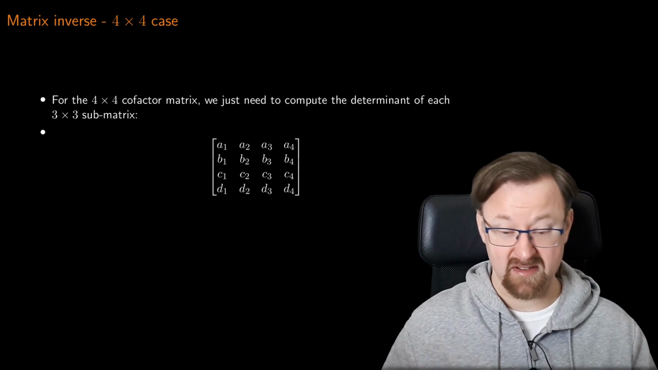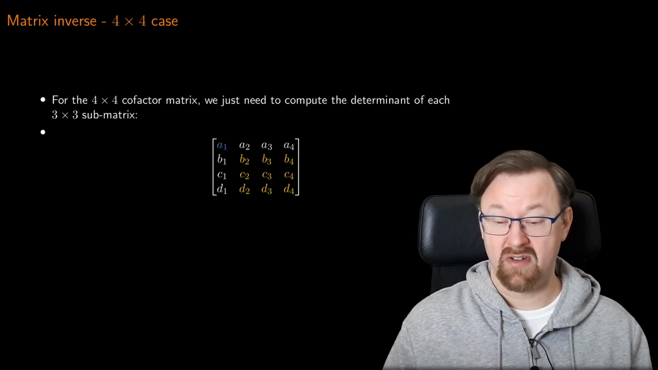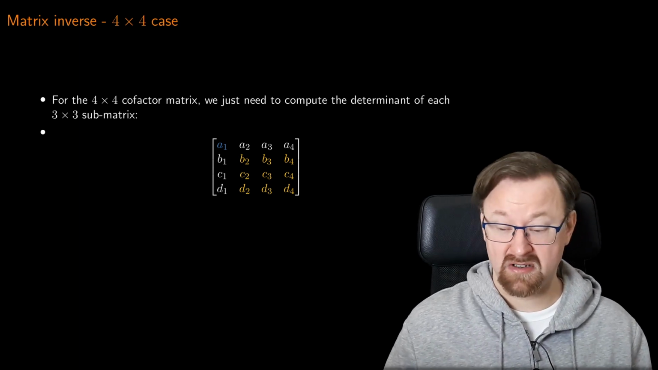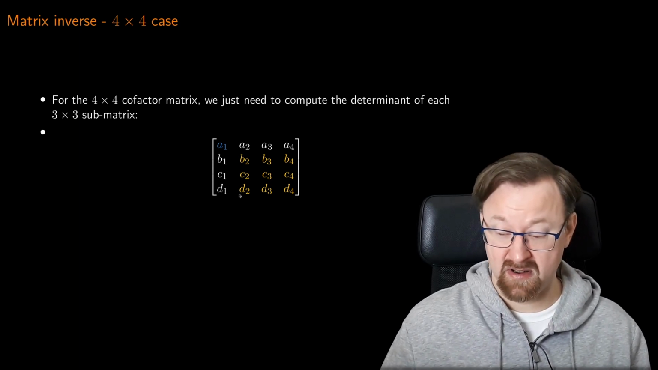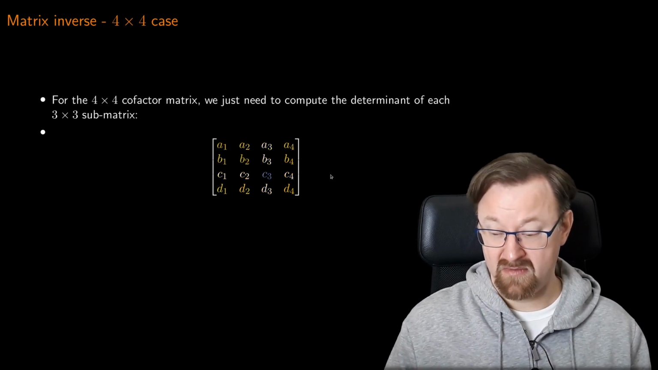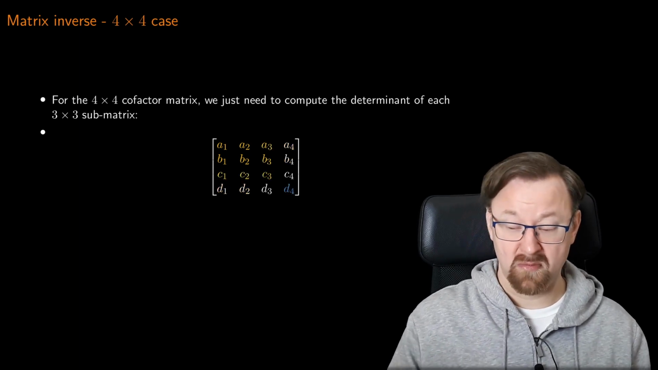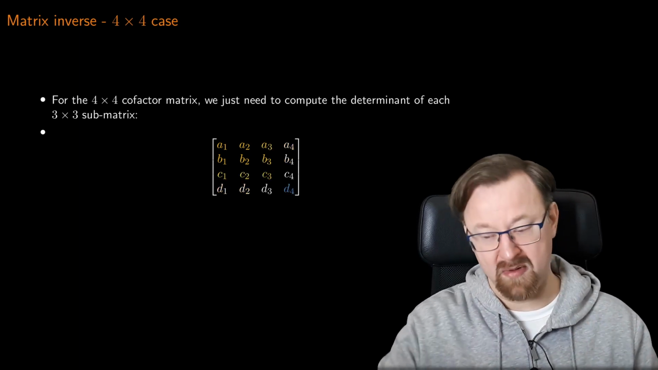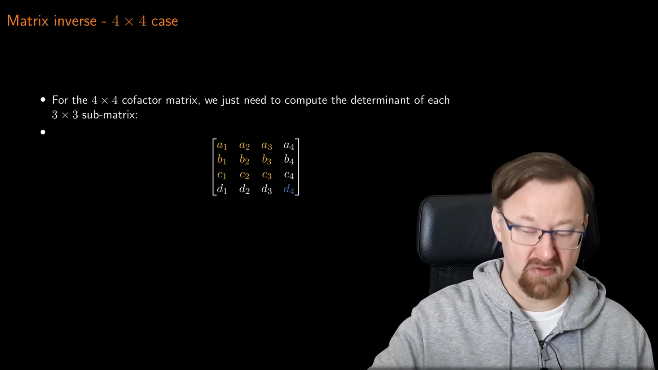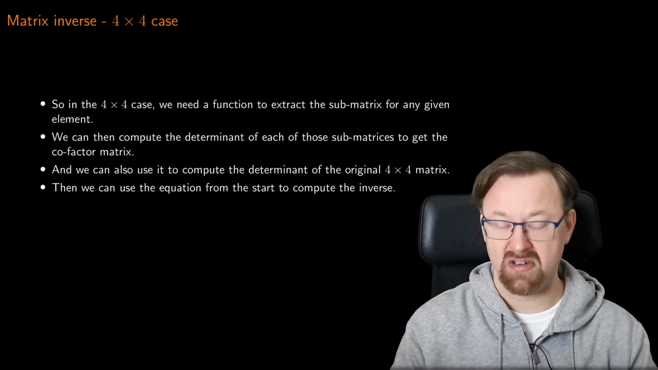For the 4x4 cofactor matrix, we just need to compute the determinant of each of the 3x3 submatrices, okay? So we have our 4x4 matrix there. For the first element of the cofactor matrix, we would compute the determinant of the elements you see in yellow. For that one, the elements in yellow. For C3, we would do the elements in yellow again, and for D4, we would do that. And we do that for all of the elements, not just the diagonal ones. I just showed the diagonal ones there for illustration.